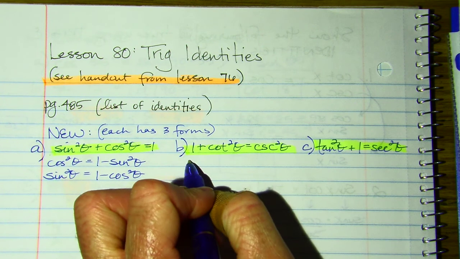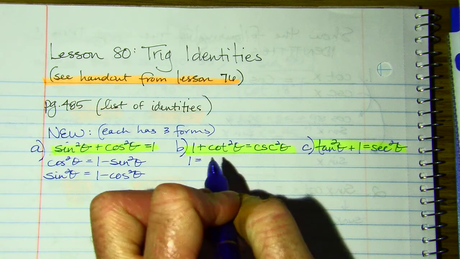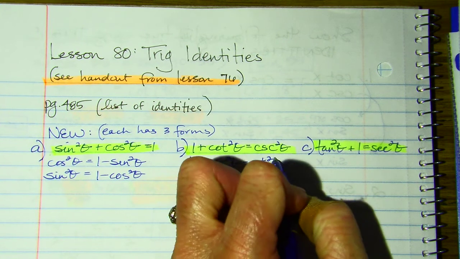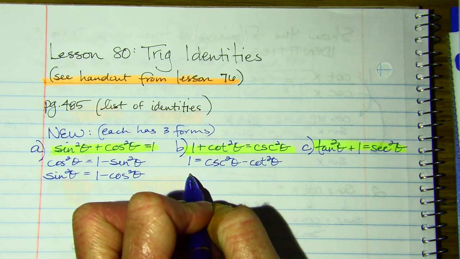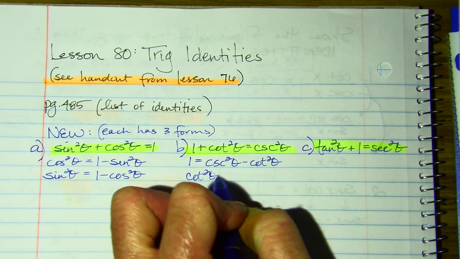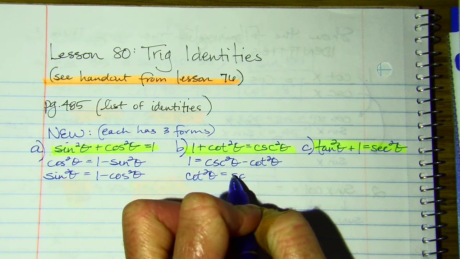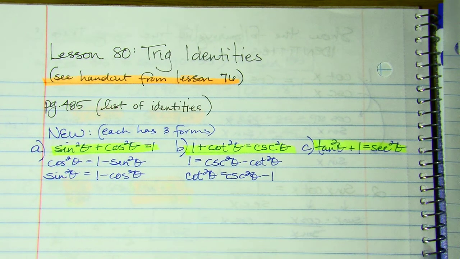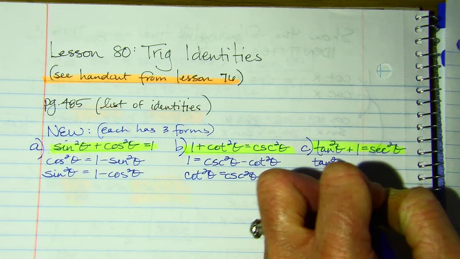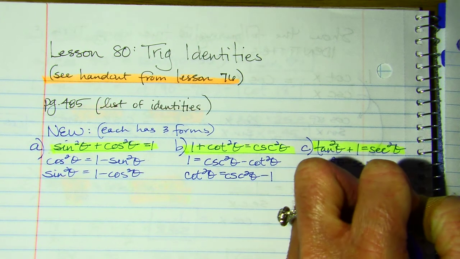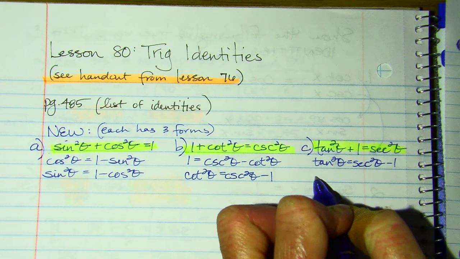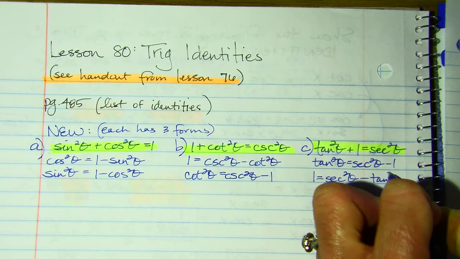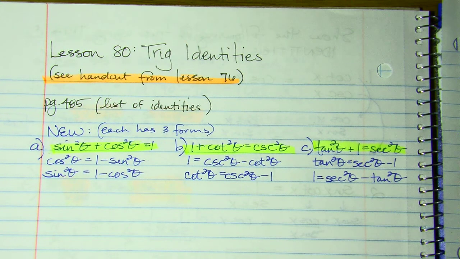So for the middle one, I can rewrite this to be 1 equals cosecant squared of theta minus cotangent squared of theta. I could also rewrite this to be cotangent squared of theta equals cosecant squared of theta minus 1. This one can be written, right, tan squared of theta equals secant squared theta minus 1, or 1 equals the secant squared of theta minus tangent squared of theta. So each of these can be written 3 different ways.